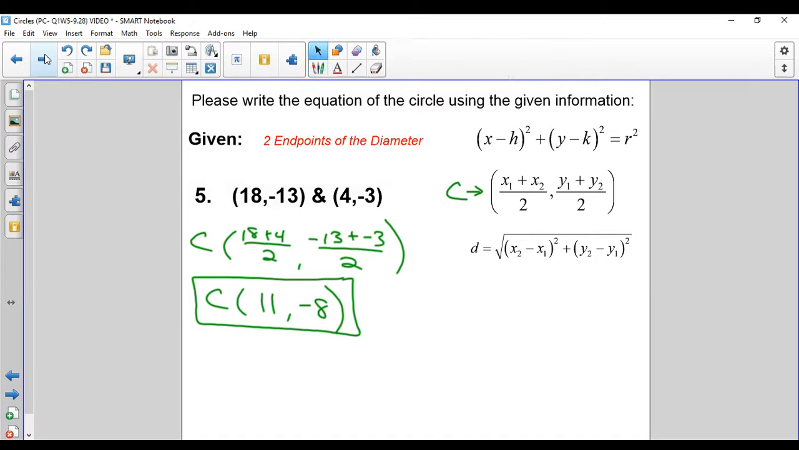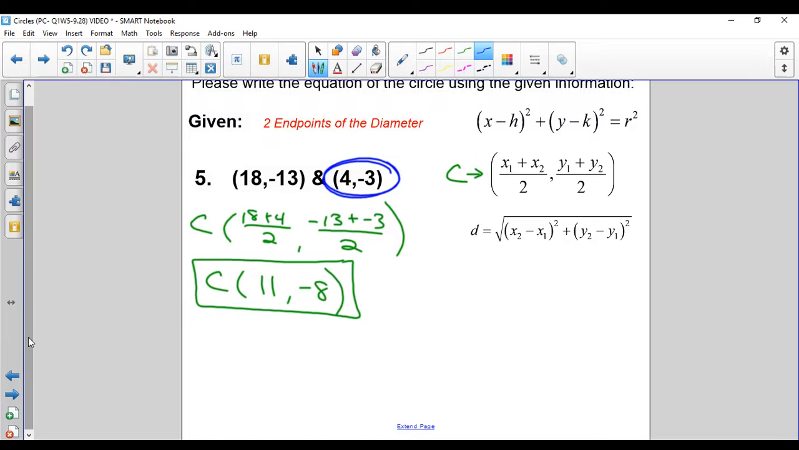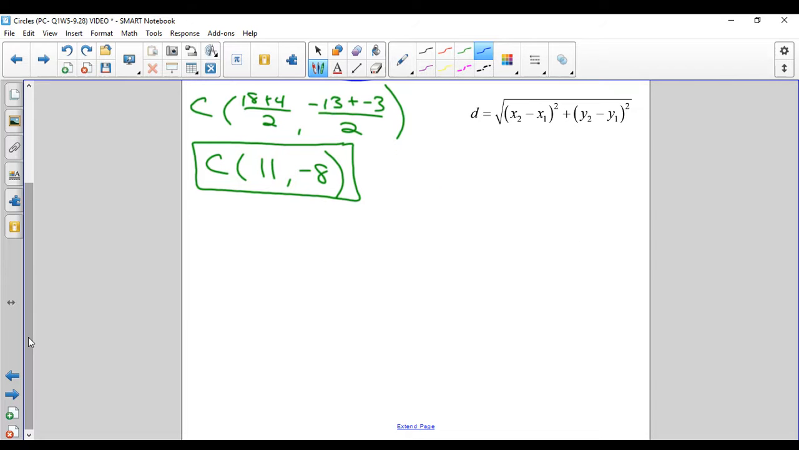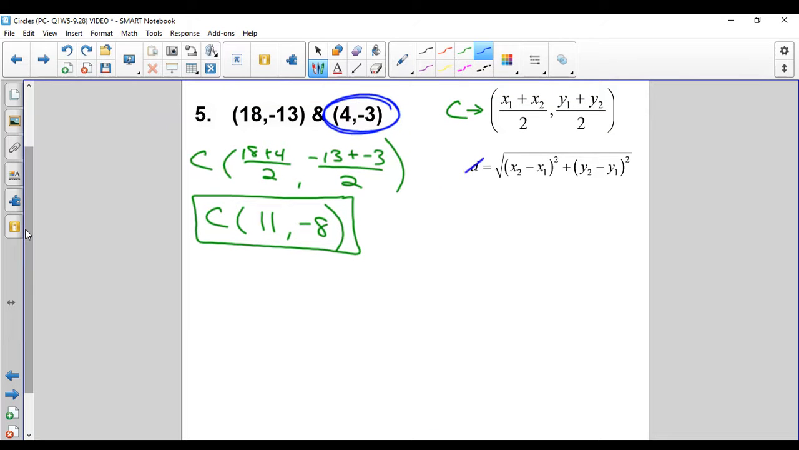Now, once again, I need to choose one of the points that we were given originally to pair up with my center. I'm going to use the smaller of the values. You can use either one. It doesn't matter. It's going to get you the same thing. I'm just going to use the smaller of the values to find my radius, which is using the distance formula. So again, I'm just replacing the d in the distance formula with r for radius. So that's all it is.